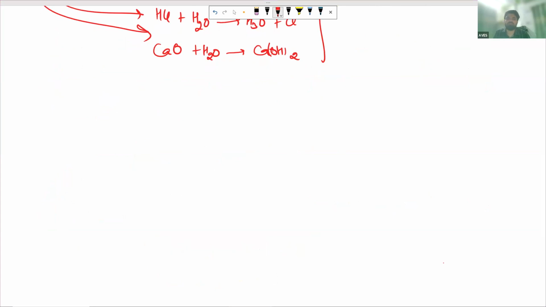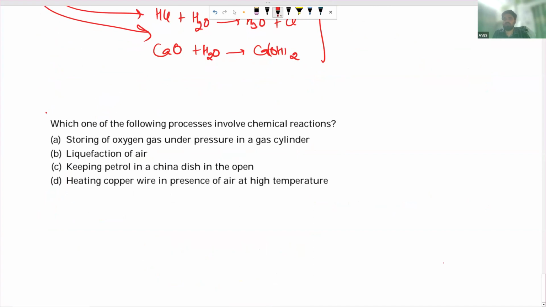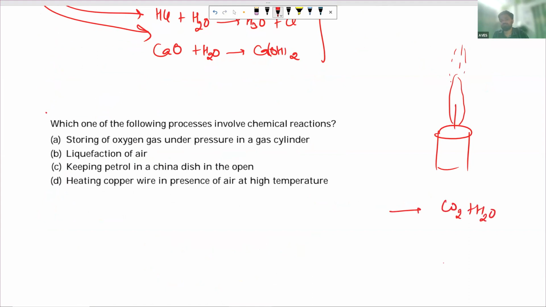When we burn a candle, two phenomena are shown. Which are those phenomena? When you burn it, you will find that smoke is formed. This converts the hydrocarbons into carbon dioxide and water. When you burn the wax, wax plus oxygen gives you carbon dioxide and water. So this is a chemical change.